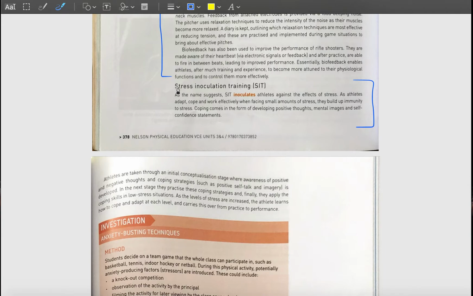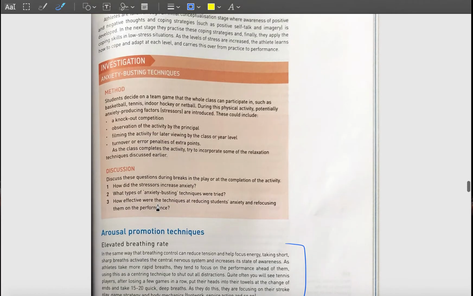The final one is about stress inoculation training, and the word inoculation means to bring in. So by stress inoculating athletes, they actually reduce the effects of what stress can do, because athletes become more adapted and learn to cope with small amounts of stress. They build up an immunity to it and form positive thoughts. So by instilling stress throughout training sessions in low stress situations, you train the athlete, when they do suffer from higher stress situations, to use some of the same techniques to bring themselves back down to where they need to be.